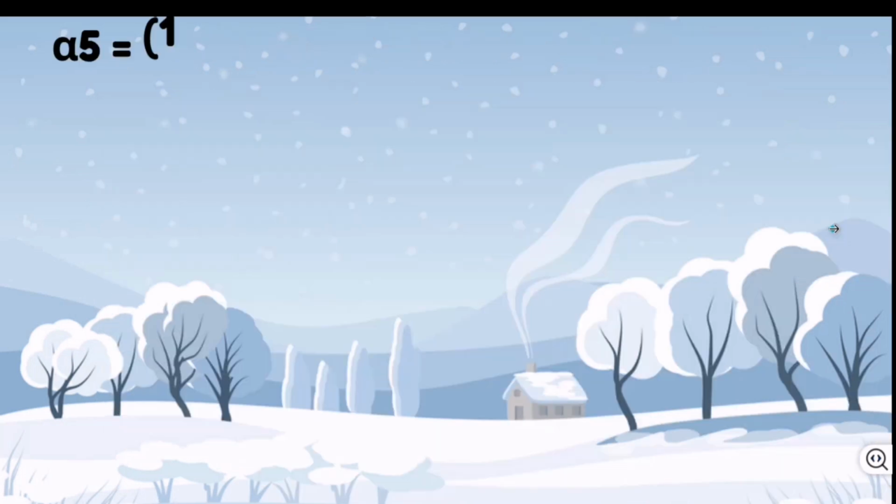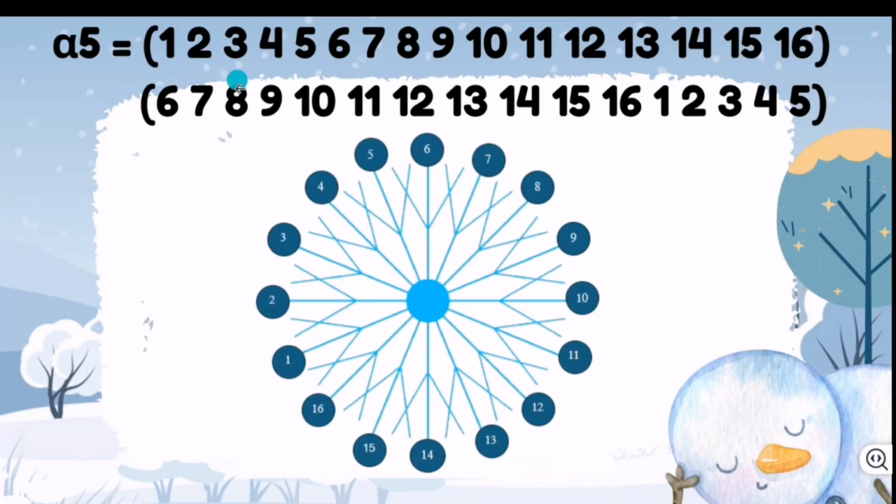And next we have alpha sub 5. We have 1 to 6, 2 to 7, 3 to 8, 4 to 9, 5 to 10, 6 to 11, 7 to 12, 8 to 13, 9 to 14, 10 to 15, 11 to 16, 12 to 1, 13 to 2, 14 to 3, 15 to 4, and 16 to 5.